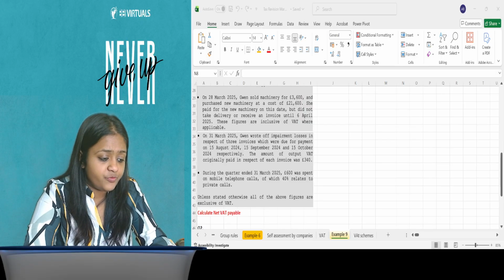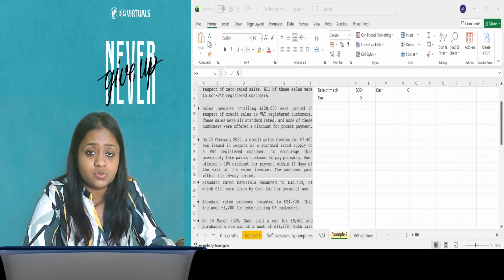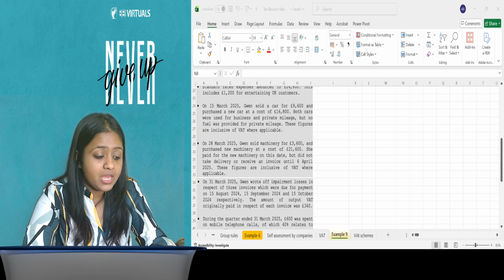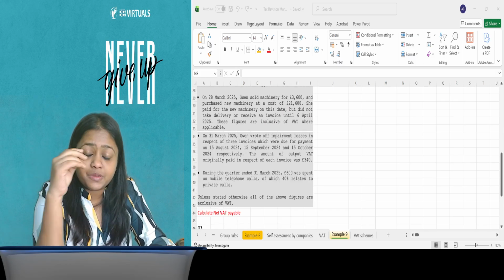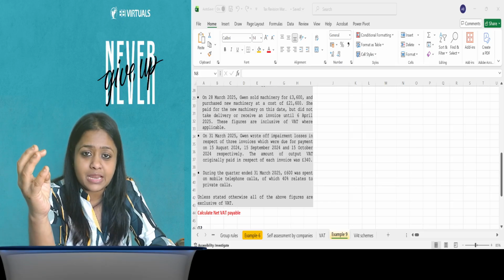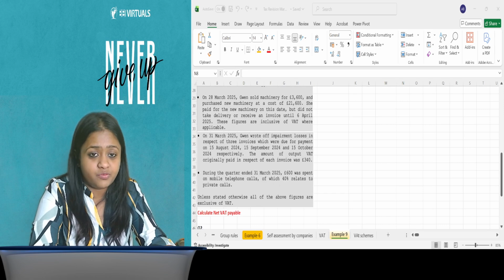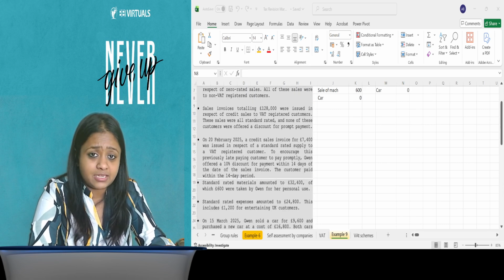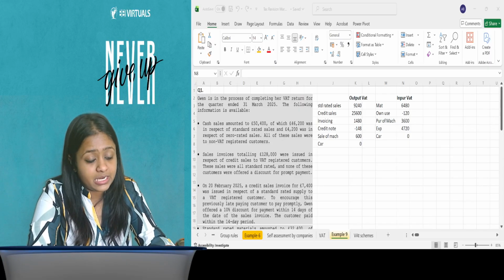Let's see the next one, 15th October. It is going within 6 months. See, because it is 15th of October, 6 months will end in November, December, January, February, March, April, and my year is already ending on 31st March. So since the period is not over, we will not take that input VAT credit.